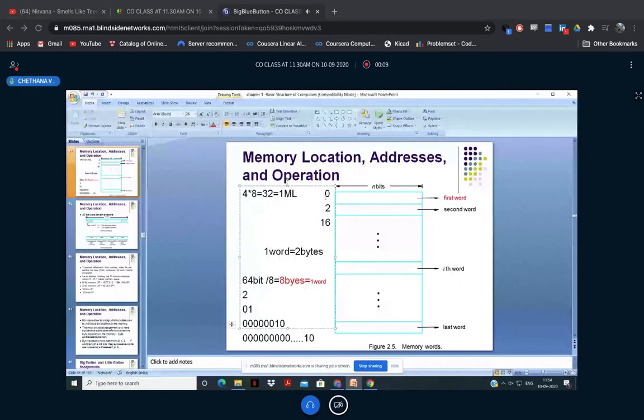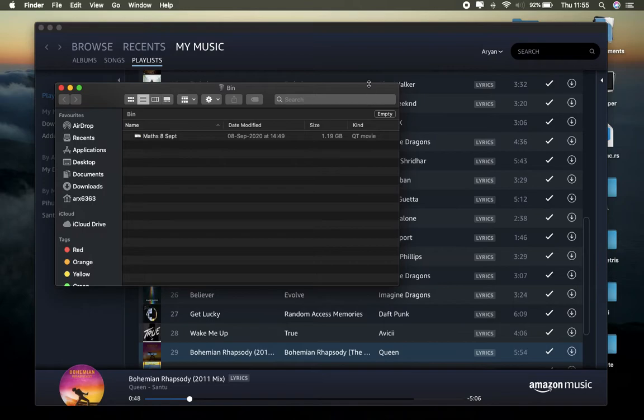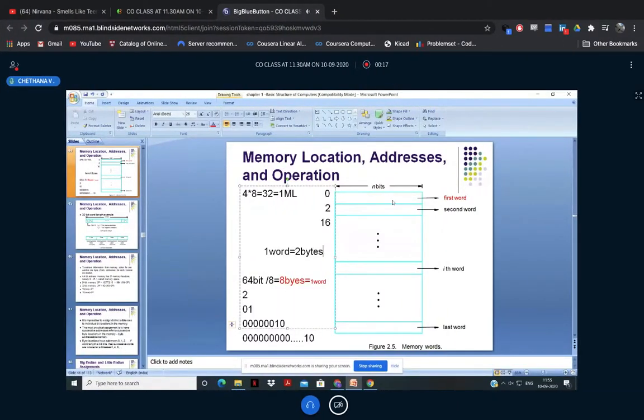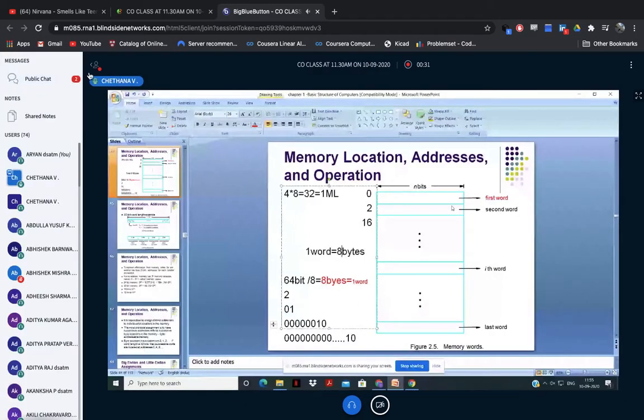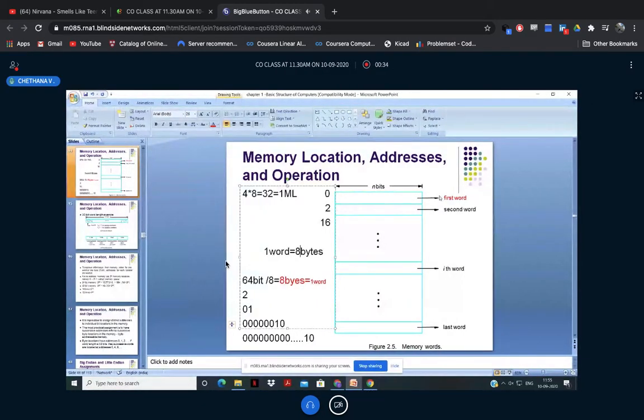So like that, if it is only 2 bytes, one word is equal to 2 bytes. If it is 3 bytes, and I keep my complete data in one address location, then one word is equal to 3 bytes. Suppose if it is 8 bytes, one word is equal to 8 bytes. Depending on how many bytes of data you are loading in one memory location, that tells you what one word is. I think you are able to understand the concept very clearly.